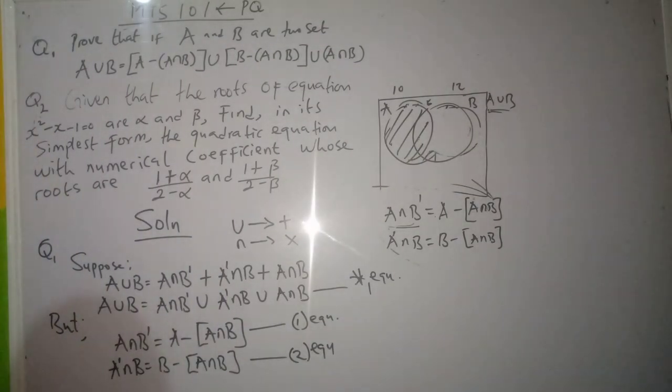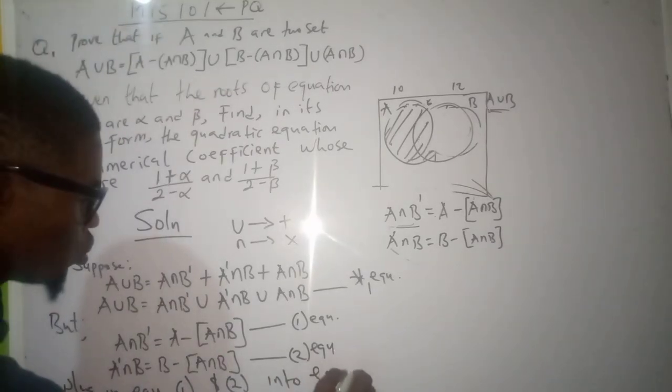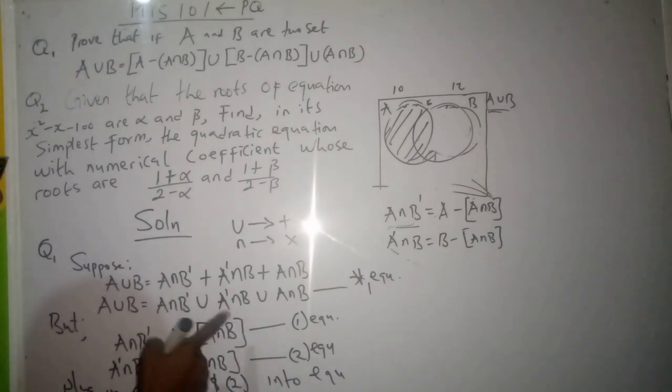So at this junction, what are you now going to do? What you do is that you are going to substitute equation 1 and 2 into equation star 1. So plug in equation 1 and 2 into equation star 1.